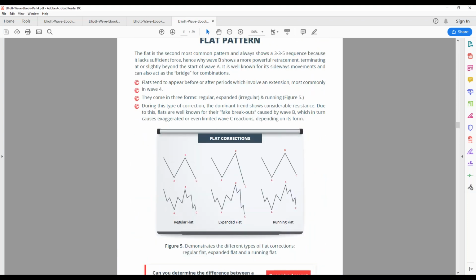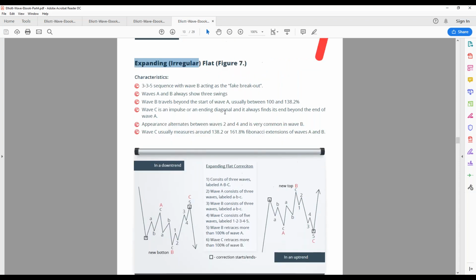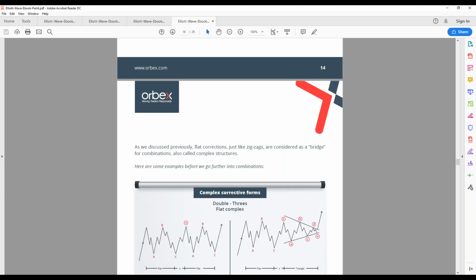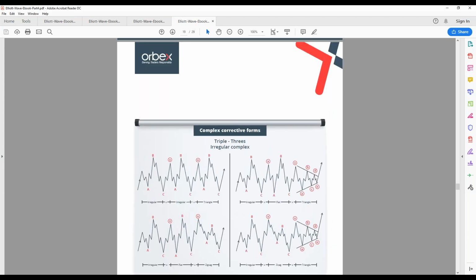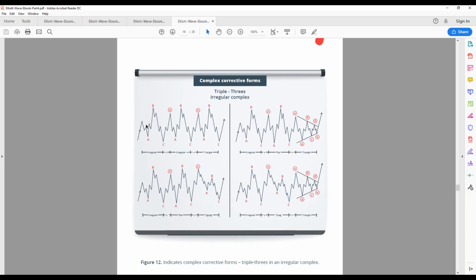quite a pleasure, right? And then the flat is explained, similar to the zigzag, of course, explaining how they unfold. So multiple types of flats, like simple flat, expanding flat, running flat, and the differences between them, the guidelines behind them, how they unfold, and the complexity behind them, and how they can become a bridge between combinations, so they can allow a complex structure to form. So let's say, for instance, you have a 3, 3, 3, and then 3, 3, 3, 5, right? An ABC expanding flat right here, then another expanding flat, then another expanding flat, right? Triple irregular, also called expanding flats.